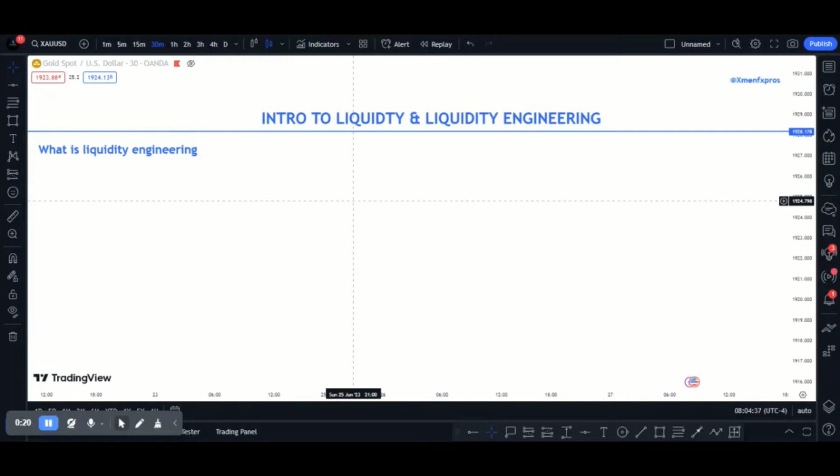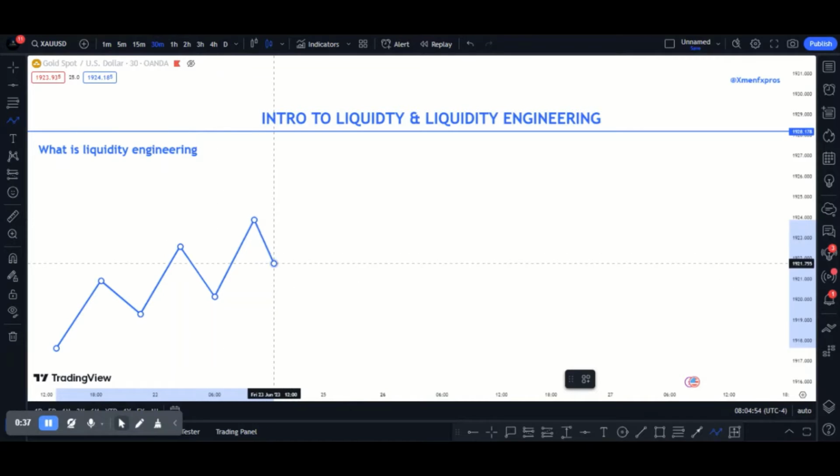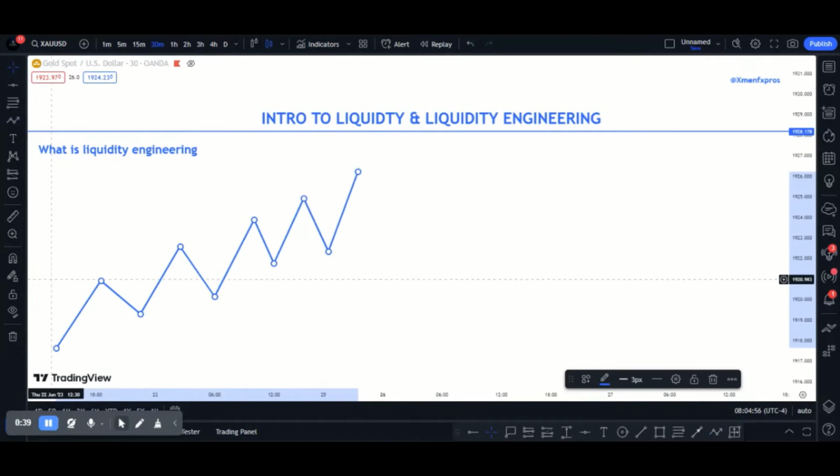But I'm going to take you a little bit of a throwback for those who don't know what liquidity is. Liquidity is where we find stop orders or limit orders. That's why you find areas of liquidity. Most people discuss that when price is buying, it is making higher highs and higher lows. These higher highs are liquidity.